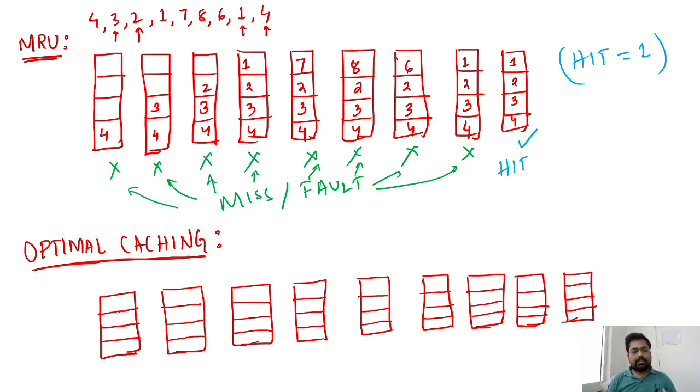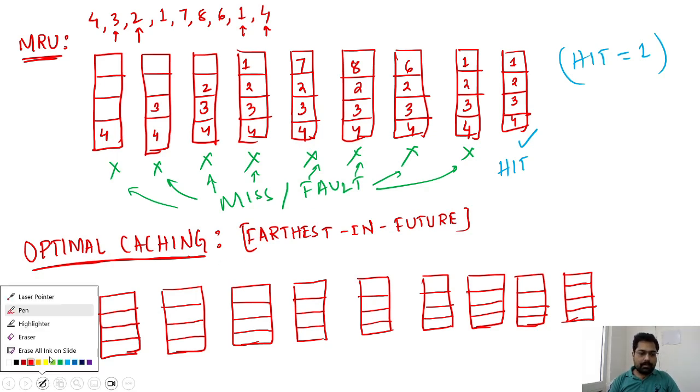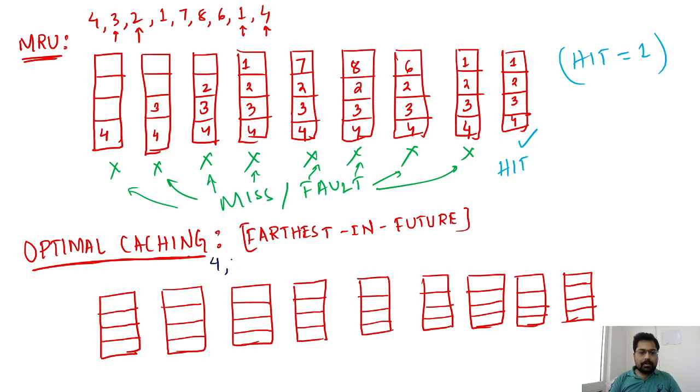In optimal caching, first of all, we have to check the future, whether we will use a value or not. The farthest in future is considered here, meaning whether you are using it in future or not. The data streams I'm writing in a different color are 4, 3, 2, 1, 7, 8, 6, 1 and 4.